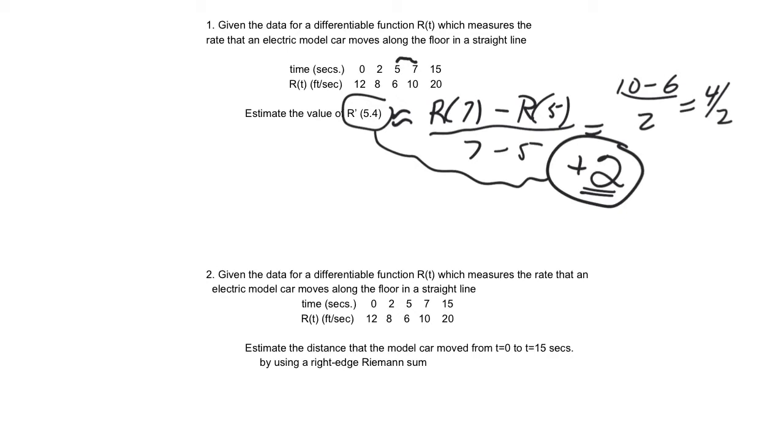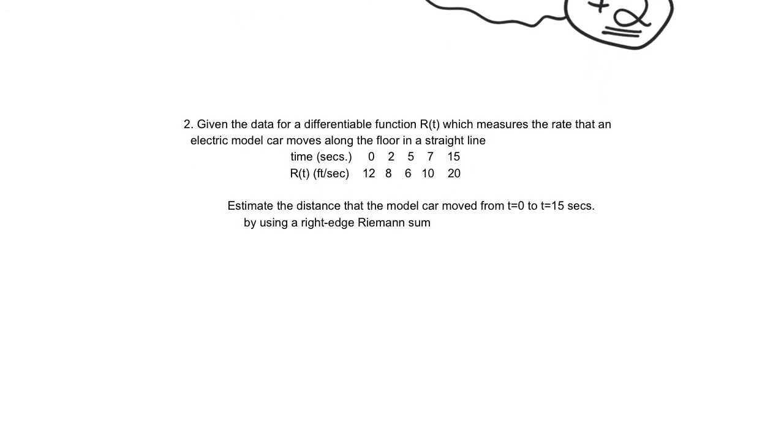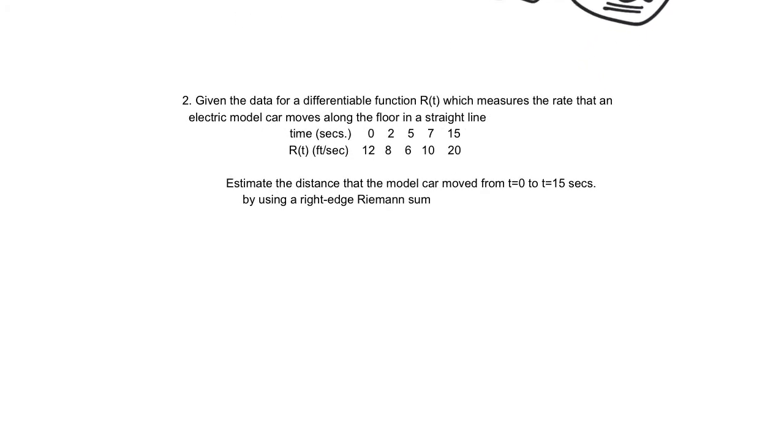point. In number 2, they are asking us to integrate the data. They basically want to find the distance traveled, and so the distance traveled will be the integration of the velocity. So basically what we're trying to do is approximate the integral of r of t from 0 to 15. They want to use right-edged rectangles, so that means that I'm only going to use these y values. Notice that the spacing between each x-coordinate is not the same, so therefore you cannot use any shortcuts. You have to find the rectangles one by one.